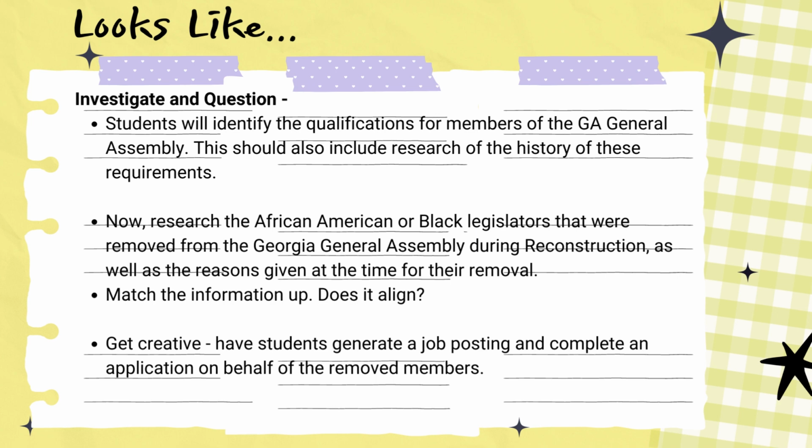So, with all of those qualifications and that historical research done, now students can research the African American or Black legislators that were removed from the Georgia General Assembly during Reconstruction, as well as the reasons that were given at the time for their removal. Match the information up. Does it align? Is it an issue of qualifications? How does it all check out?